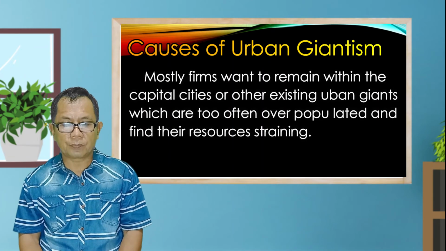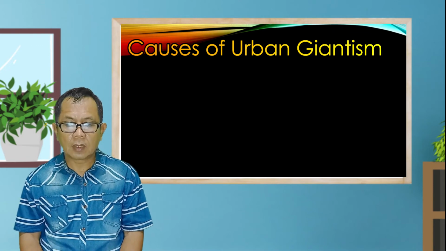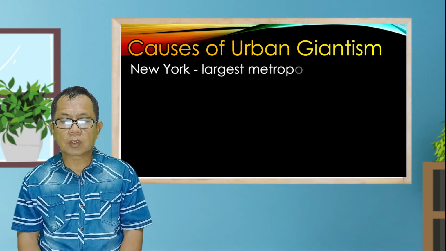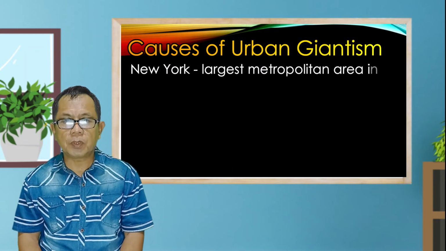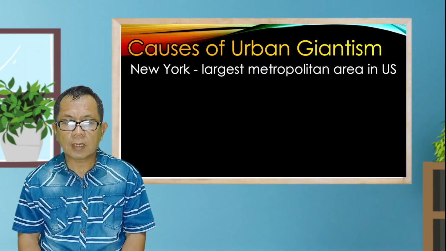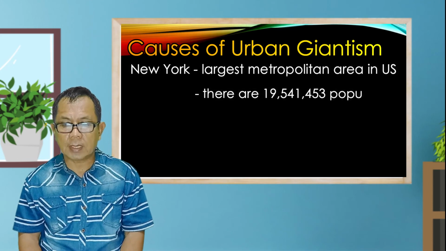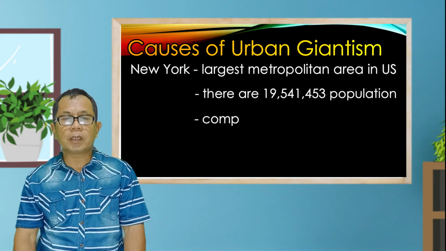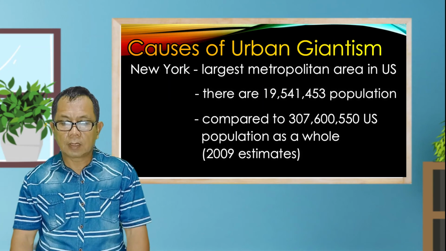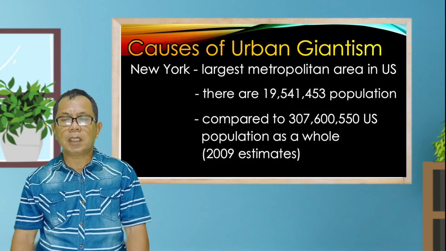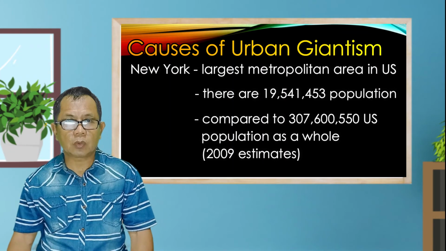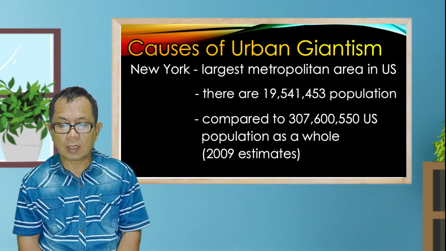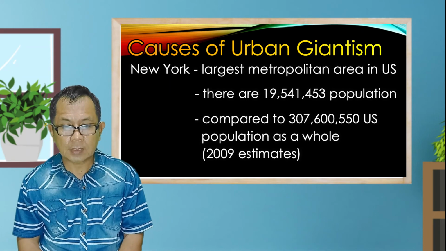For example, classmate, in New York, ito yung pinakalargest metropolitan area in the United States of America. However, according to the US Census Bureau, there are only 19,541,453 people living in New York State as a whole, compared to 307,600,550 people in the US as a whole, that is in the 2000 census estimates. So that is approximately 6% of the national population in the United States of America.